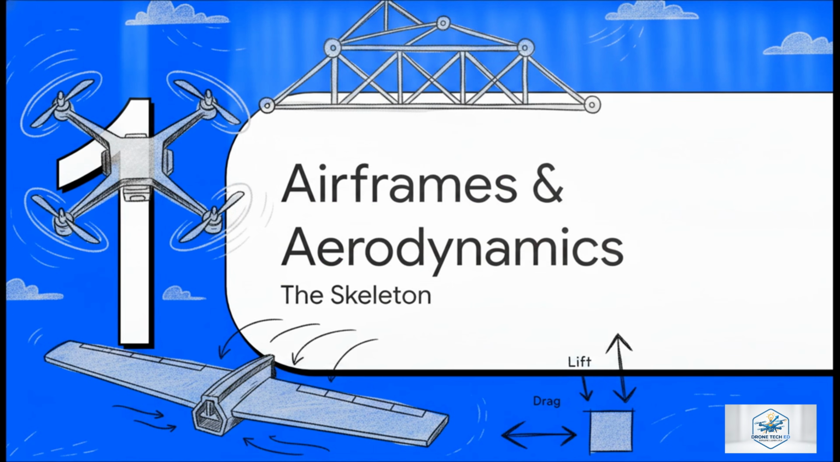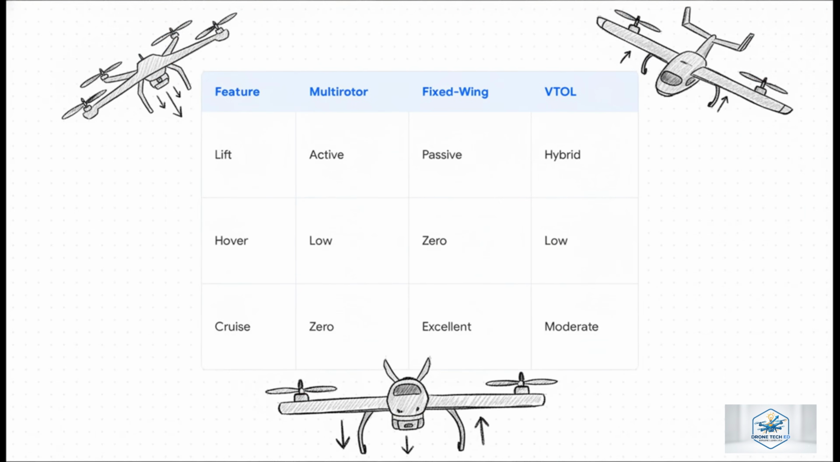All right, part 1. Airframes and aerodynamics. The skeleton. A drone's fundamental geometric layout completely dictates its physical capabilities. It's the foundation of everything, and there are massive aerodynamic trade-offs depending on the skeleton you choose.